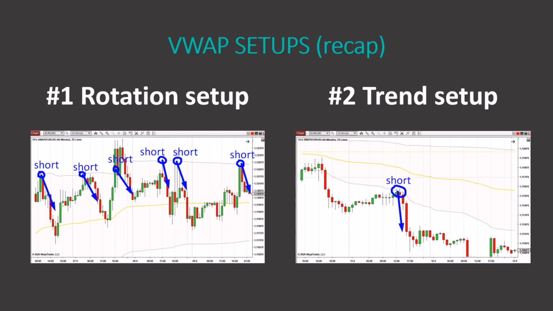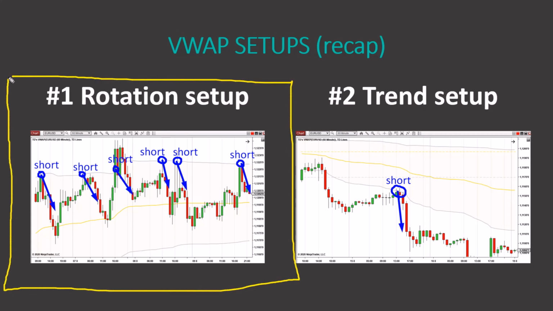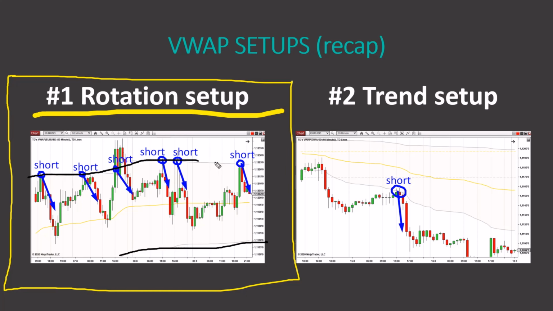Now, I'll do just a little recap of the setups. I know that they are pretty simple, but I think it's important to do as many recaps as possible. So the first setup, a rotation setup, what you want to see is a rotation, deviations moving sideways, and whenever the price hits those deviations, you want to enter a trade. So this is a support, you want to go long from there. This one is a resistance, you want to go short from there.